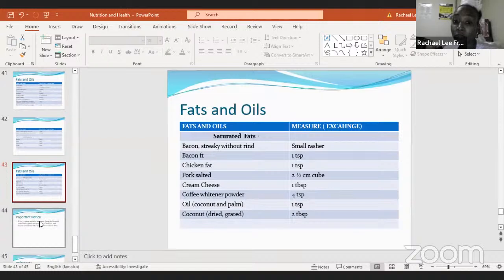All right, so now for the ones that a lot of people like continuing: bacon, so the streaky bacon, or the chicken fat, the pork, salted pork, cream cheese, all of these.